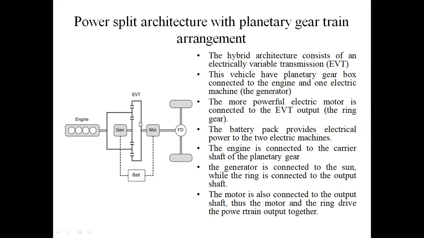The electrically variable transmission output is connected to the motor. This motor output is connected to the fixed gear. This is the construction design of the power split architecture. Next, the battery bank provides electrical power to the two electrical machines.